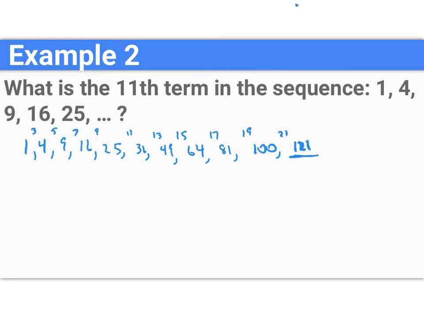Wow, the 11th term in this sequence is 11 squared. So these are our squares. Look at that pattern fall out of the sky. So if you can't remember your perfect squares, just add an increasing odd number in between each term, and you will get there.